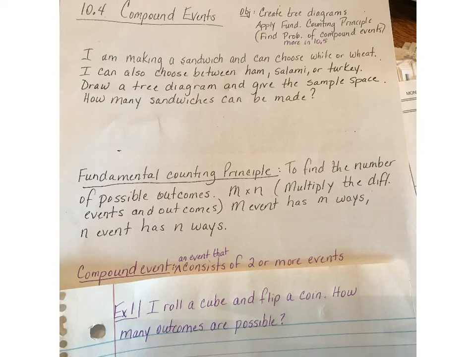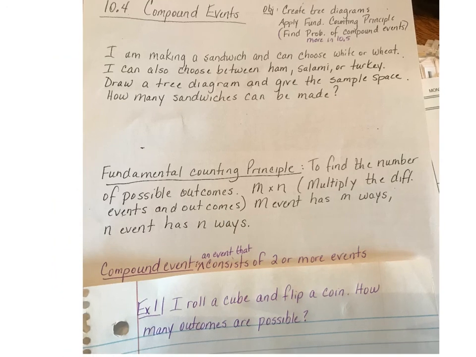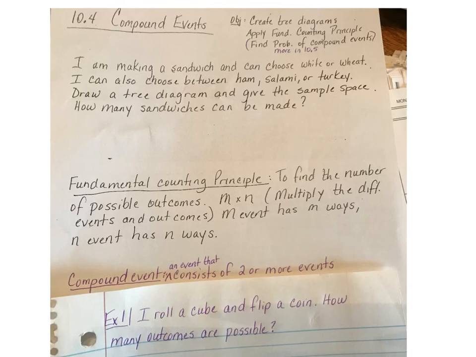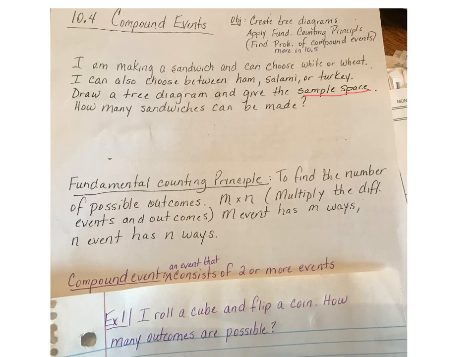Okay, so if I am making a sandwich and can choose from white or wheat bread, I can also choose between ham, salami, or turkey. It says draw a tree diagram and give the sample space. How many sandwiches can be made? Sample space means list the outcomes. How many different combinations will I be able to have?